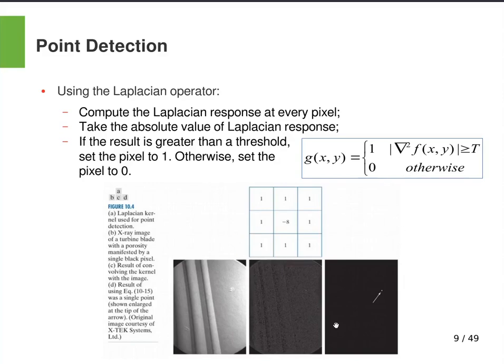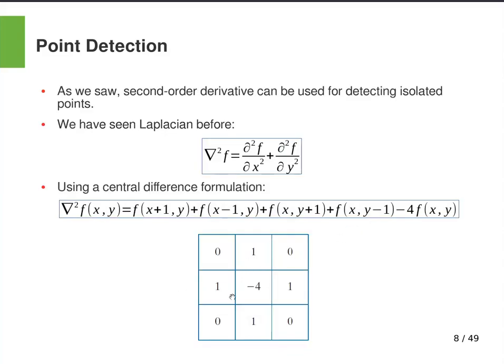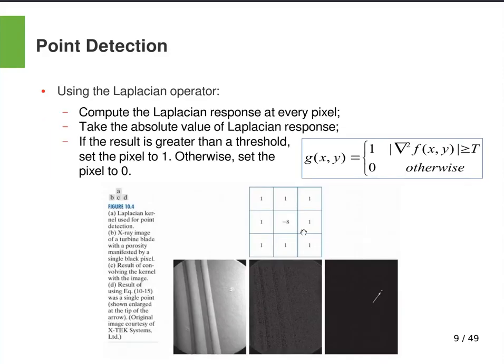So you can see an example here too. So here we used a different kernel for Laplacian. So the previous kernel, if you look closely, only calculates the Laplacian along the horizontal and vertical axis. This one is isotropic with respect to horizontal, vertical, and the diagonal axis as well. The second image is an X-ray image of a turbine blade in which we have a defect in this region.